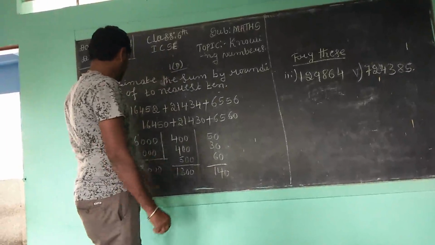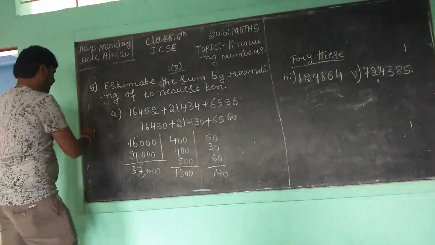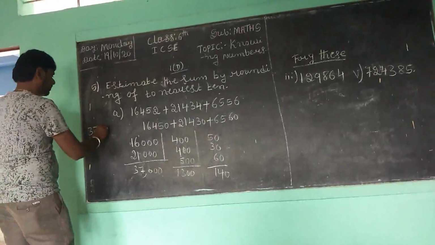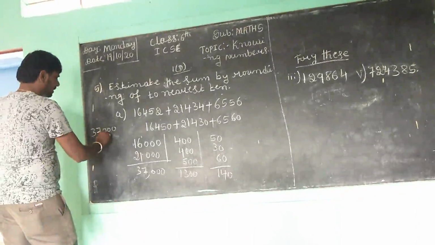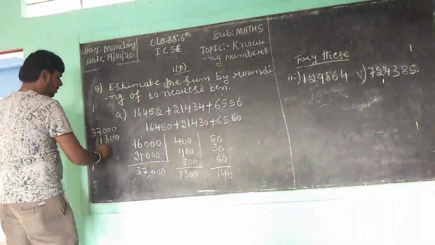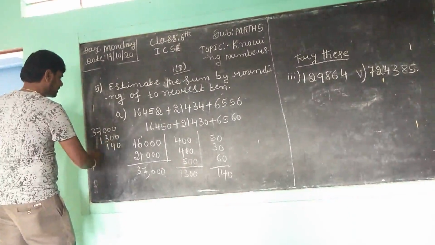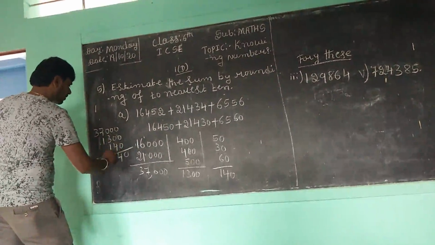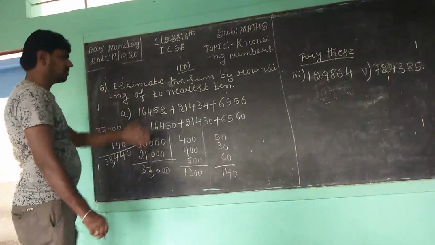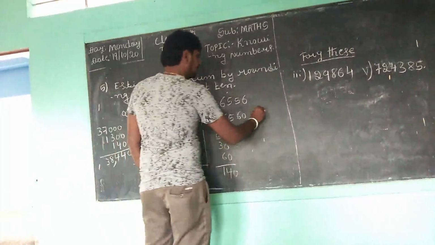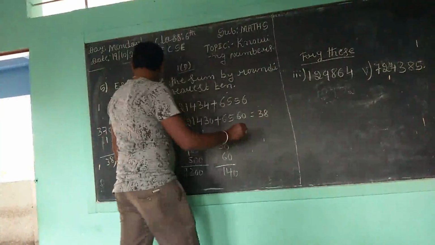37,000. Okay? And 1,000 plus 1,000, how can we write? 37,000. You can easily add. Then also how can we write 1,300 plus 140? Correct, children? You want to do like that. So 38,440. This sum is completely 38,440.